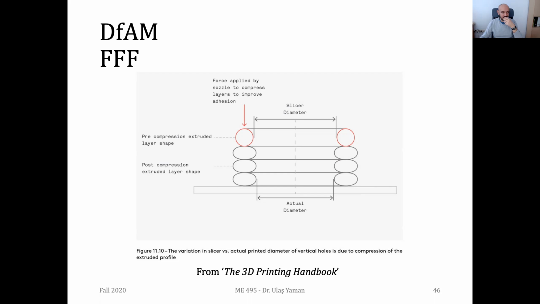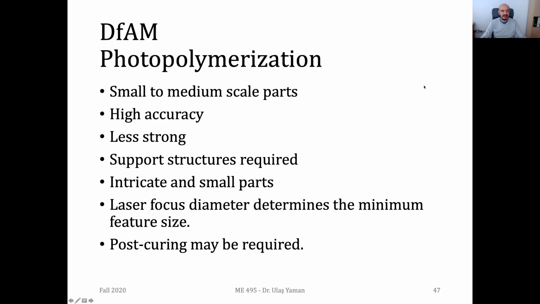Another idea or anything we should be careful about in triple F? Okay, let's go on to the second process, photopolymerization.